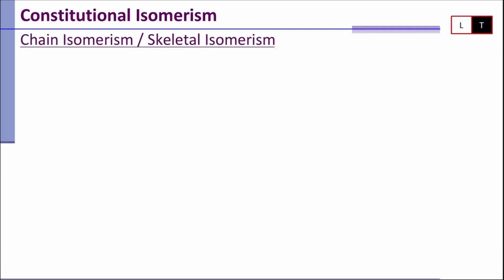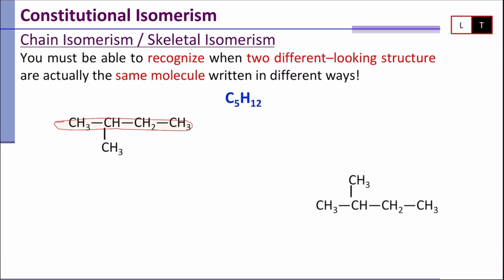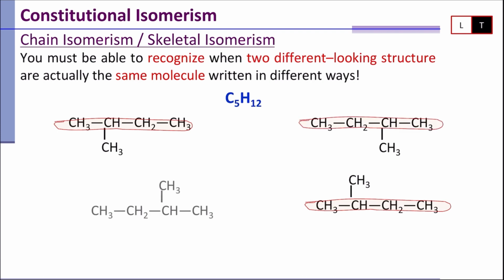One thing that you should be able to recognize is when two different looking structures are sebenarnya same molecule tapi dia tulis dengan cara yang different. For example, kita pick the previous contoh, kita ada C5H12. So this is the first structure. You can see that ada 4 carbon chain. And then, kalau kita lihat, this structure pun masih lagi ada 4 carbon chain. Same goes here and here.